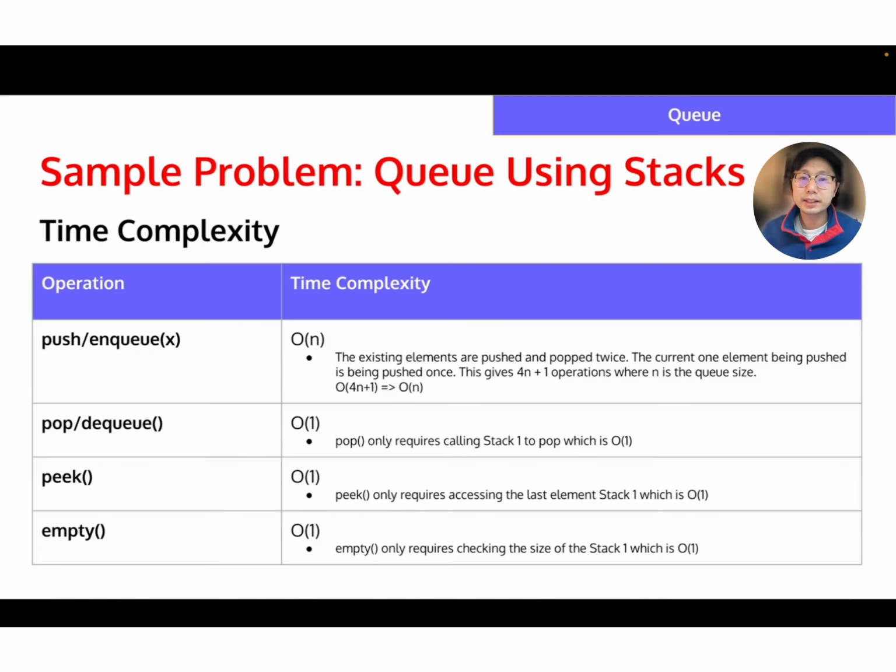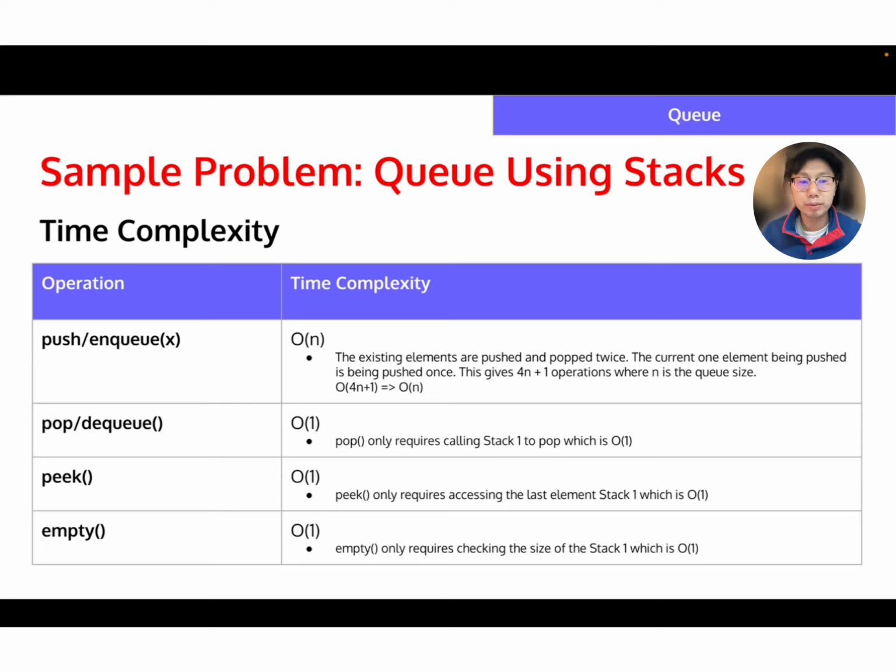Lastly, let's analyze the time complexity of this custom queue data structure that was built using two stacks. First, the push or enqueue operation has a runtime of O of n, or linear runtime. This is because the existing elements are being pushed and popped twice, and the current one element being pushed is only pushed once. This gives n plus 1 operations where n is the queue size. And because time complexity is an asymptotic analysis, this rounds up to O of n.